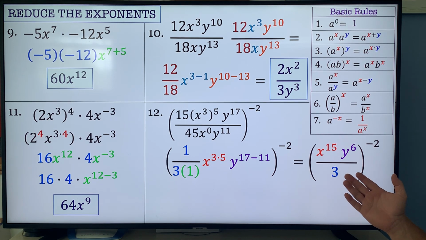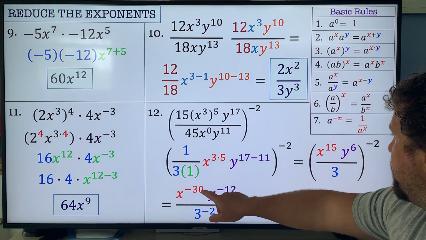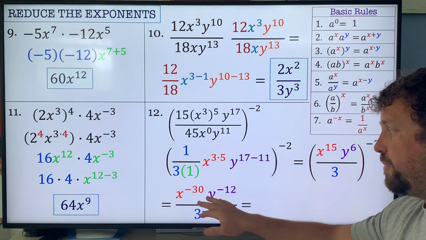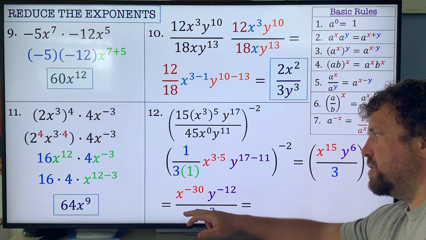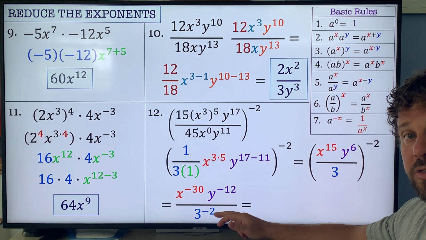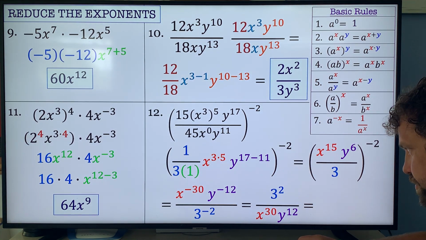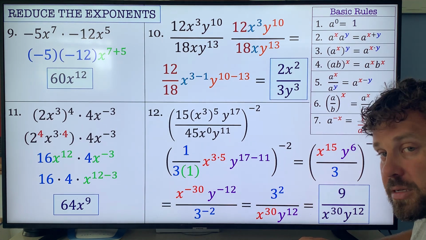Got it? Not too bad. If you raise something to a negative power, you multiply. So this becomes x to the negative 30, y to the negative 12, 3 to the negative 2. Okay? The negative powers mean they go to the opposite side of the fraction bar. So the x to the 30 goes to the bottom, y to the 12 goes to the top. 3 squared is 9, but that moves to the top. So you just move them all, and you make the 3 squared a number. That's it. Almost done. If you have questions, email, ask.